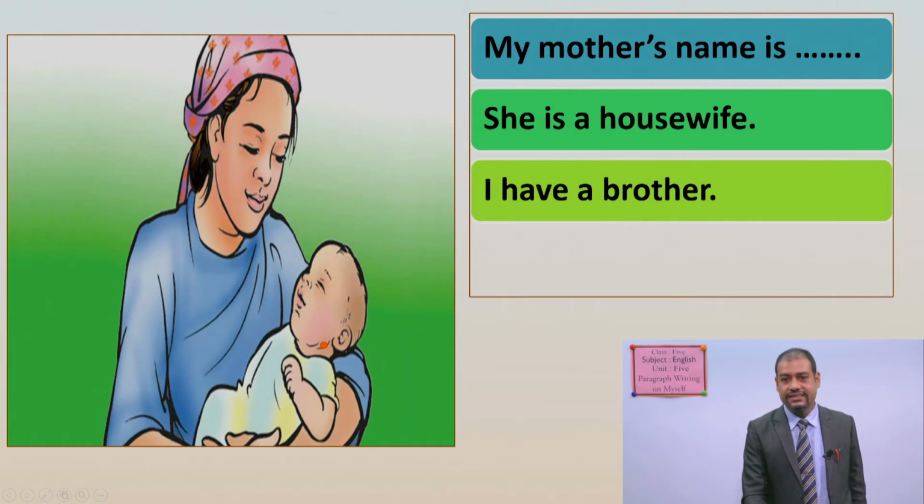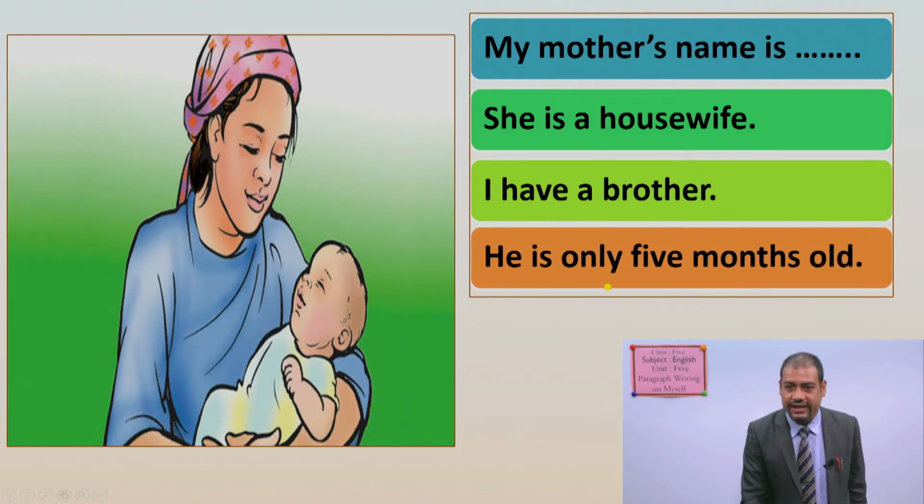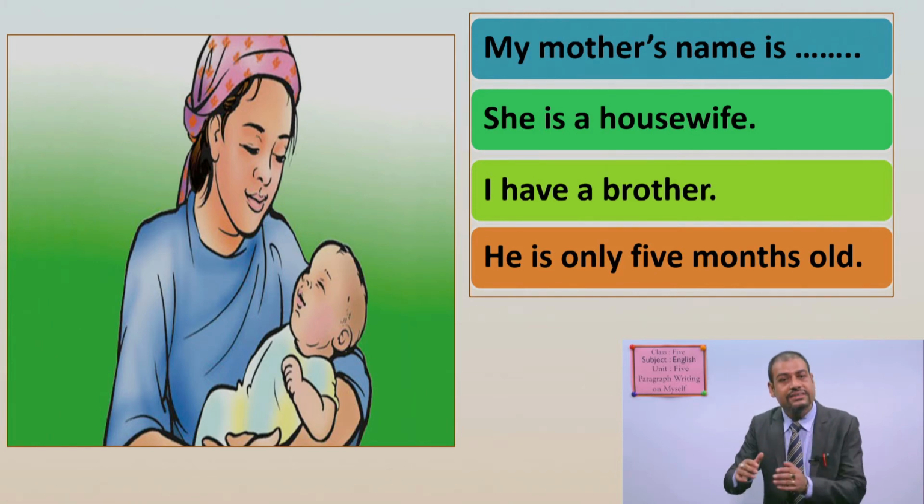Look, there is a brother on mother's lap, okay? And moreover, she writes about his age also, and he is only 5 months old. It means if you have a brother or if you have a sister, you can write down about your brother or sister also.